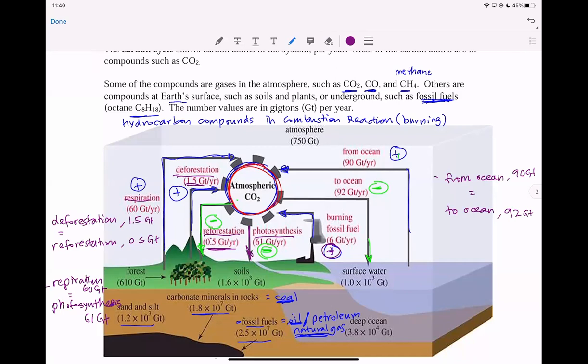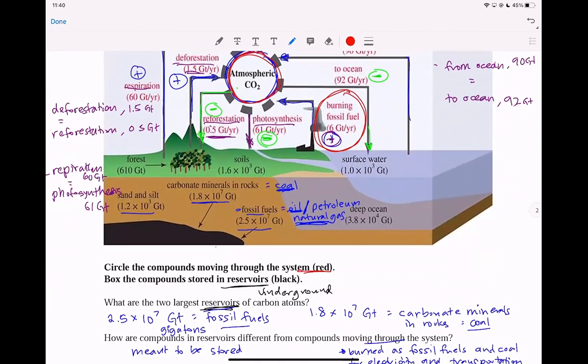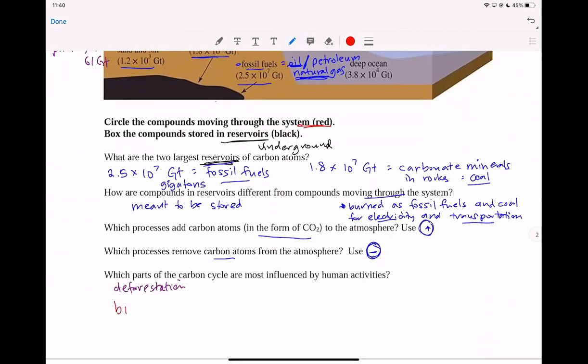This one does not have any match, and I'm going to circle it in red. And this is what humans do. Humans came along and started burning fossil fuels to the tune of 6 gigatons per year, you can see on here. And that is not part of the carbon cycle. So this is the one that is most influenced. It is not part of the natural carbon cycle. It is not matched.